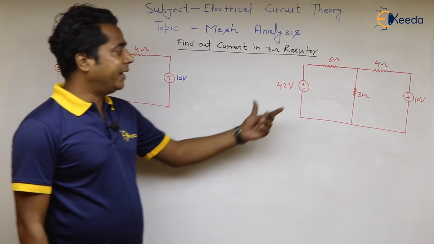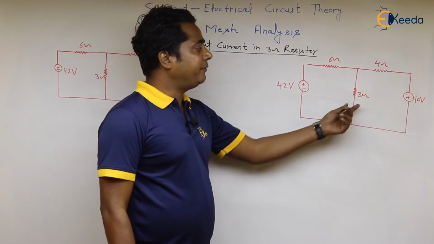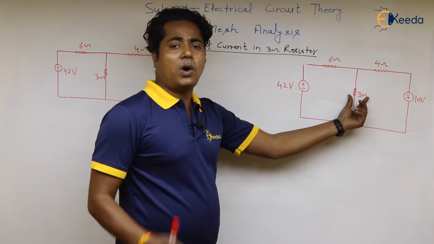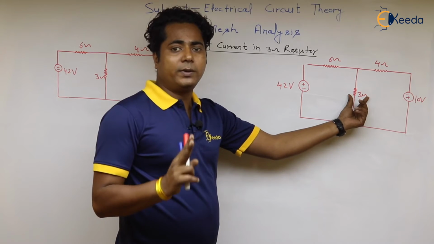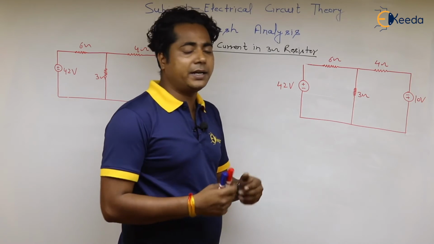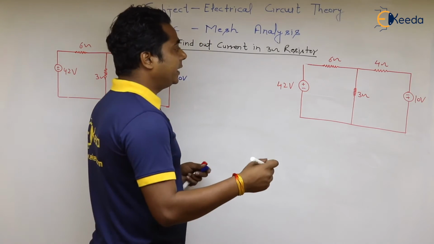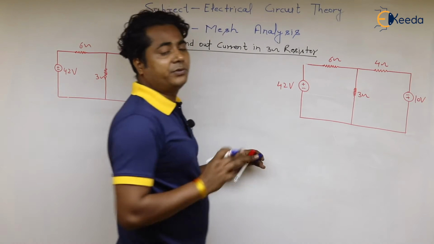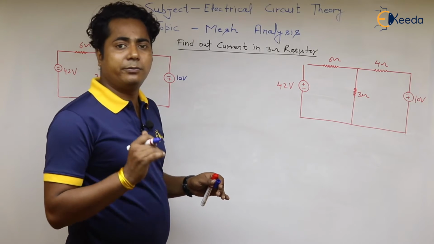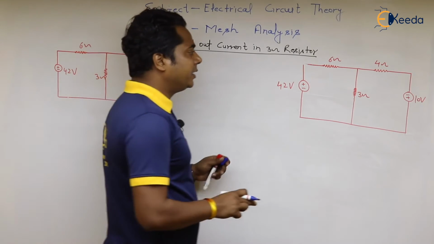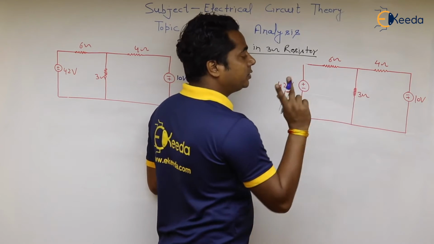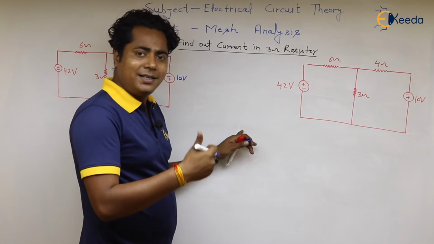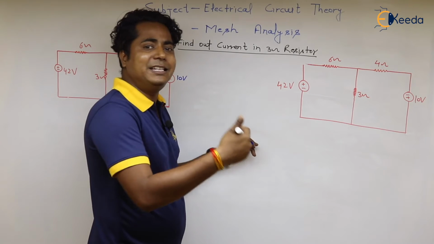Let us assume we have this example and we have to calculate the current in the 3 ohm resistor. I will solve it by 2 methods on the basis of direction of current. So here I am directly taking the first step. The first step is what? Identify the total number of meshes in the given circuit. So here the total number of meshes is 2. The next step is to assign the current direction for each mesh.